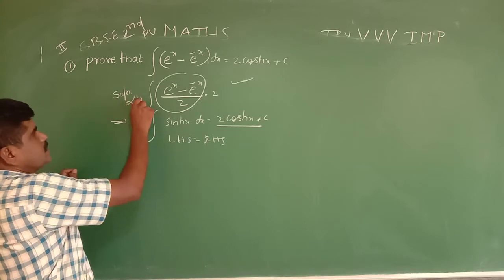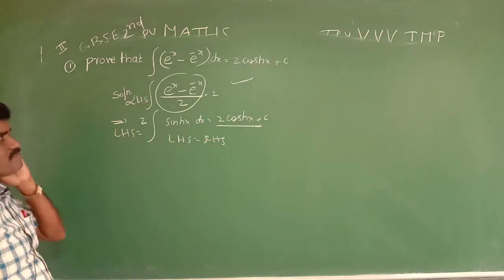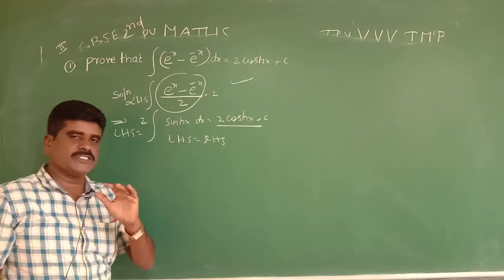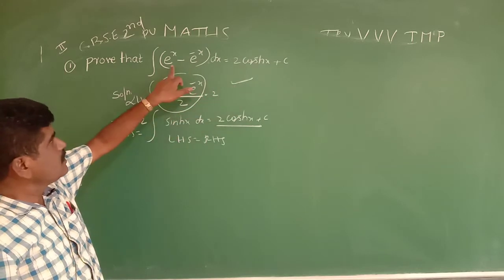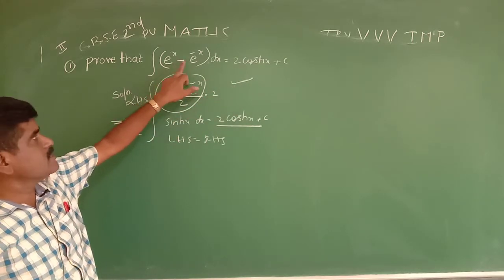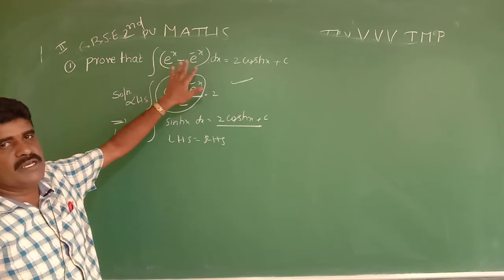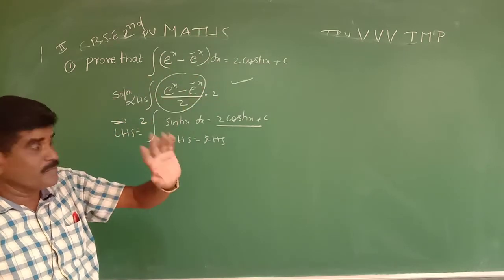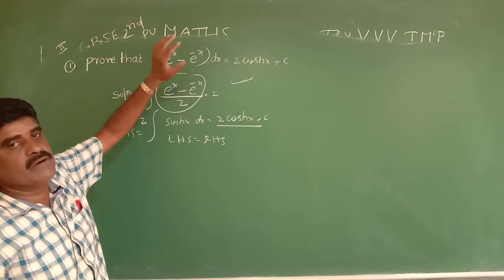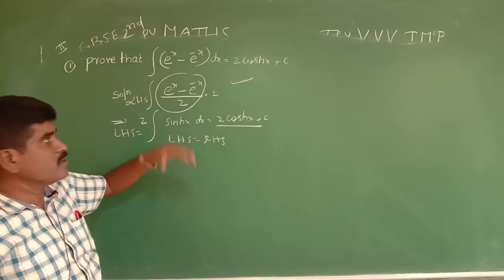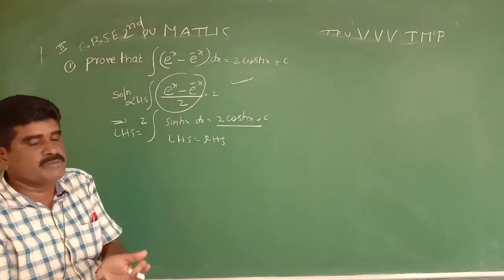We take this LHS. LHS is equal to RHS. There are hyperbolic definitions for the answer. In general, integration of e power x and e power minus x gives e power x minus e power minus x, so the sign changes, plus c. For the hyperbolic functions, e power alone integration, we get the definition of cosh. Adjust it and that is the answer.